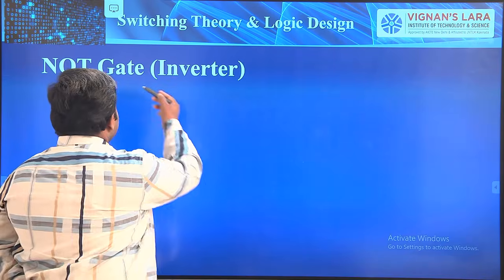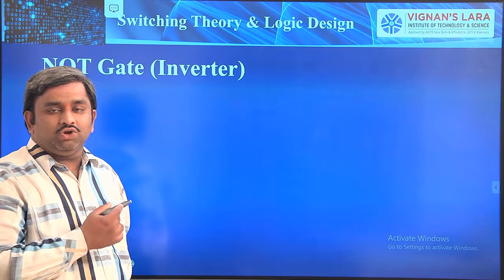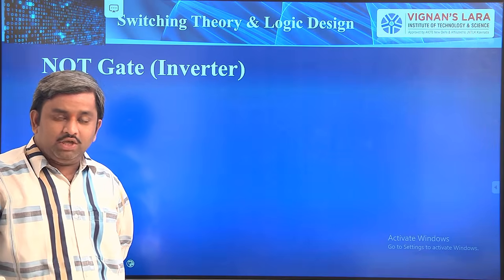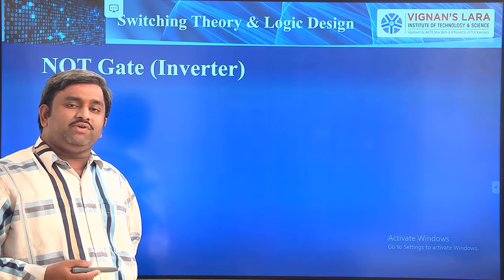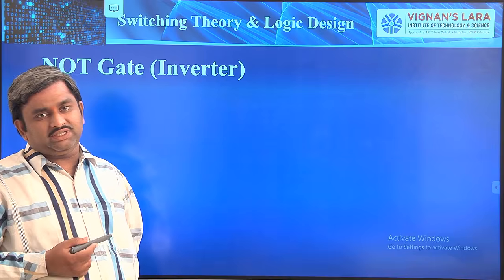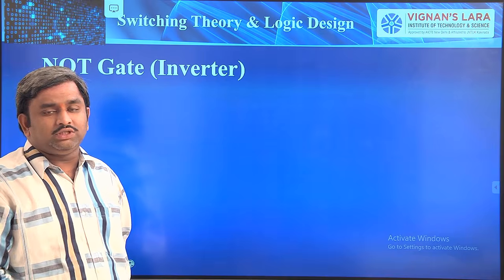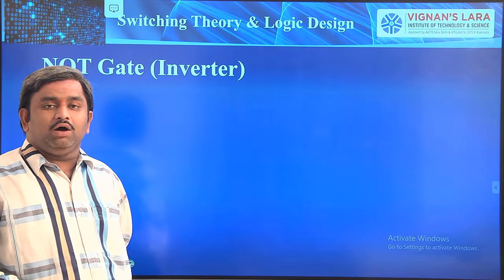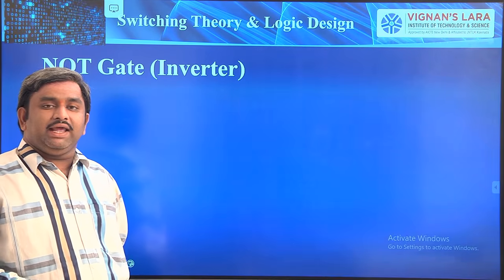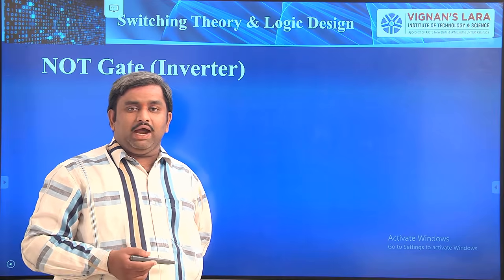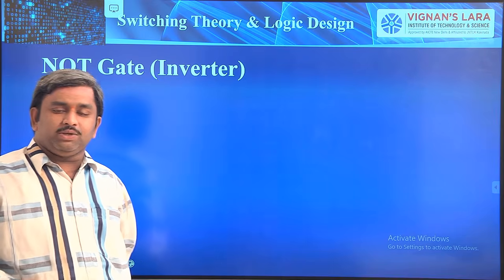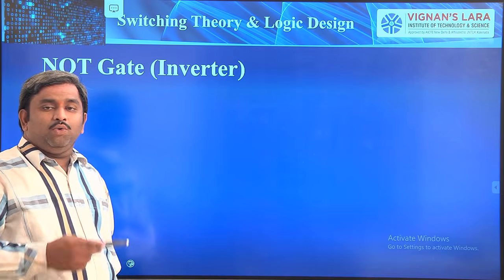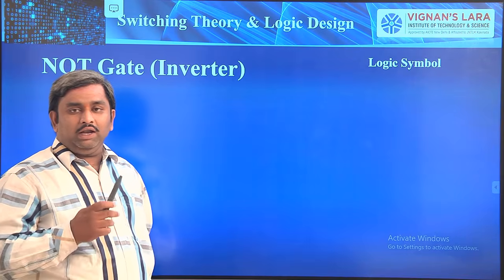Now coming to the first one, the NOT gate. We can call it an inverter, that is, it inverts the input function and generates the output function. Whichever information you give at the input side, it will invert and produce at the output. Logic gates are the basic circuits of digital electronics. They have a minimum of 1 input, and some gates have more inputs. For this inverter, we have only 1 input and 1 output.